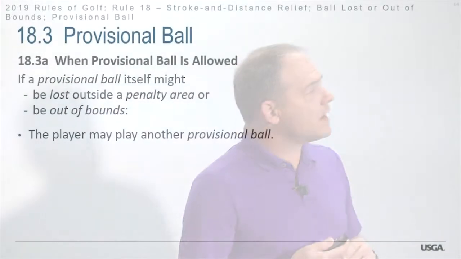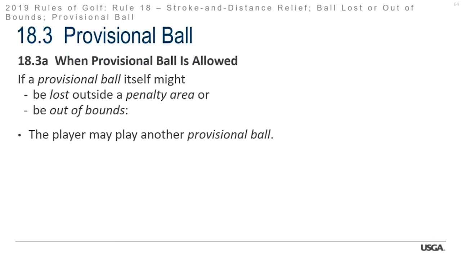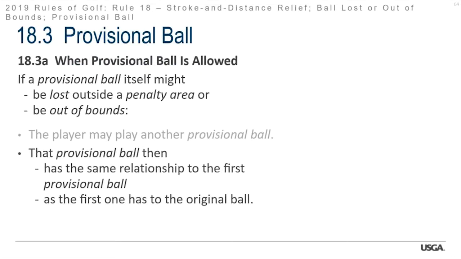All right. Now, if the provisional ball itself might be lost or outside of the penalty area or out of bounds, the player may play another provisional ball. Okay? That provisional ball will have the same relationship to the first provisional as the first provisional had to the original ball. So I made a little snowman here for everybody to look at.